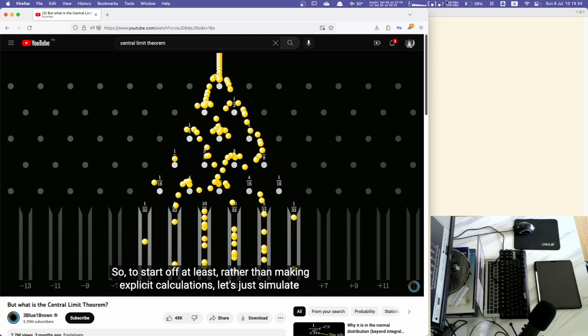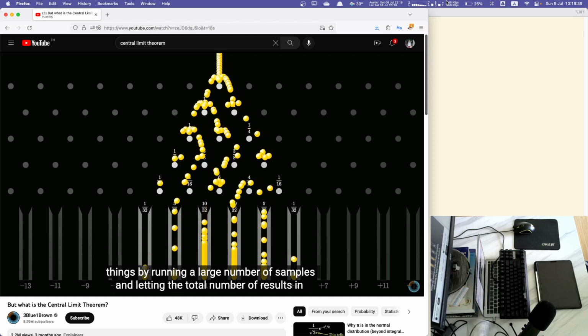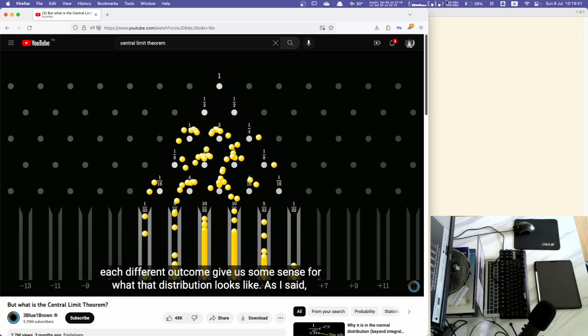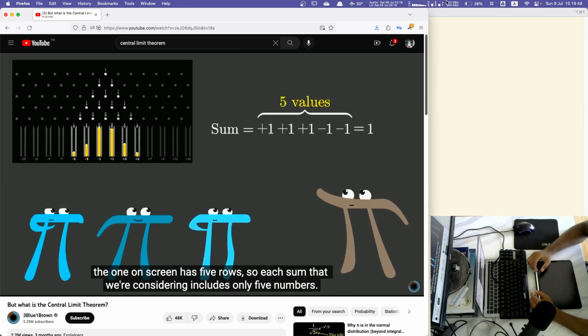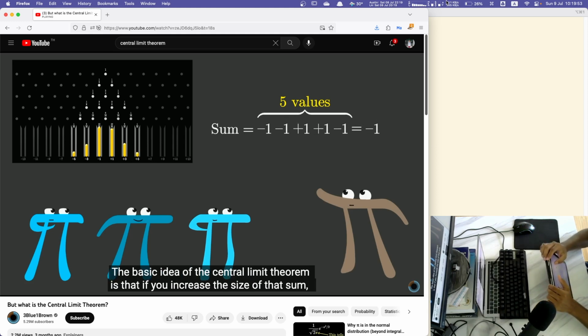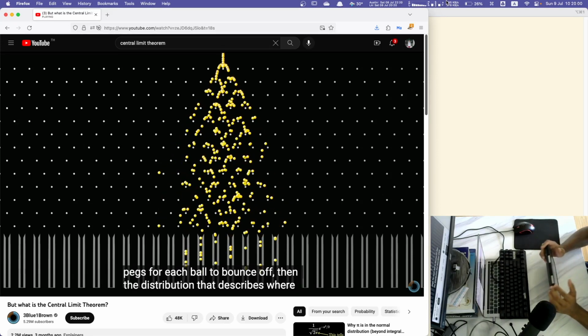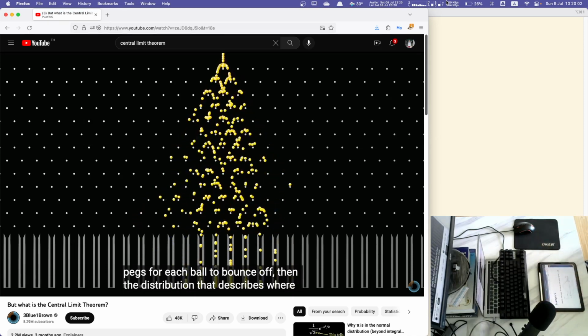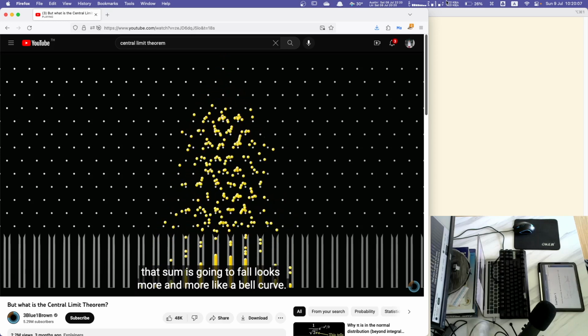So to start off at least, rather than making explicit calculations, let's just simulate things by running a large number of samples and letting the total number of results in each different outcome give us some sense for what that distribution looks like. As I said, the one on screen has 5 rows, so each sum that we're considering includes only 5 numbers. The basic idea of the central limit theorem is that if you increase the size of that sum, for example, here that would mean increasing the number of rows of pegs for each ball to bounce off, then the distribution that describes where that sum is going to fall looks more and more like a bell curve.